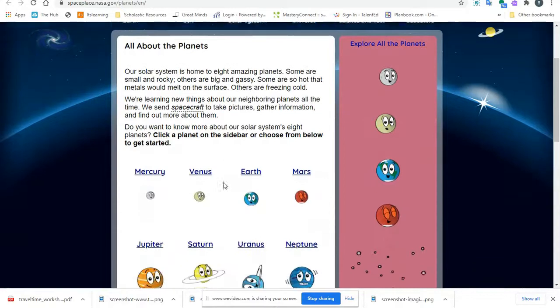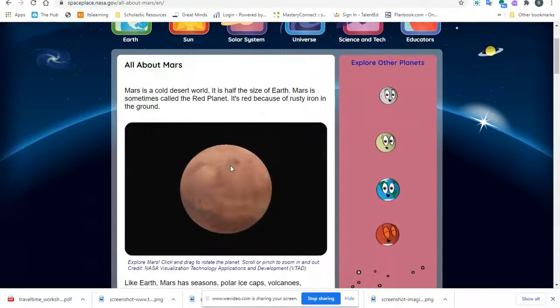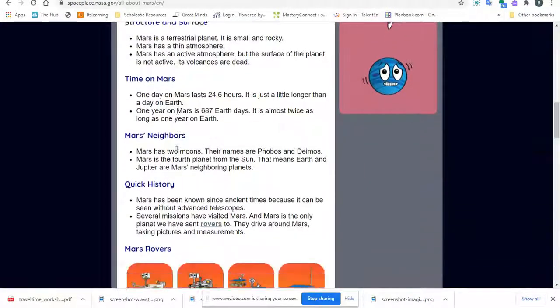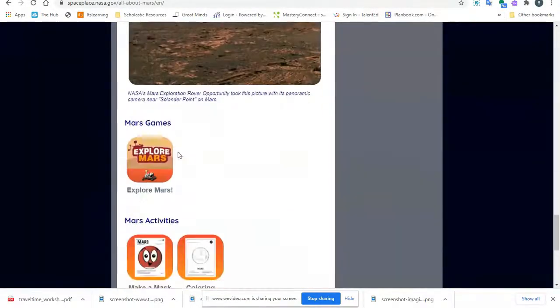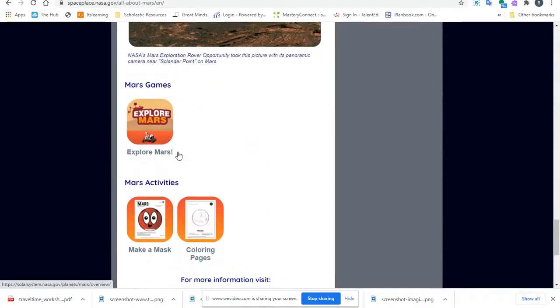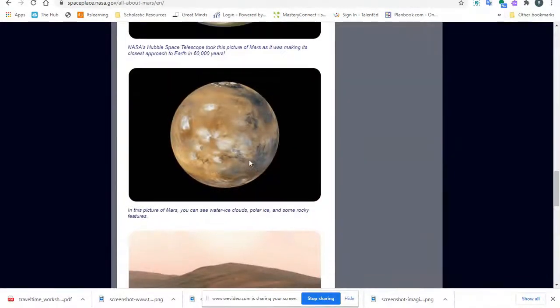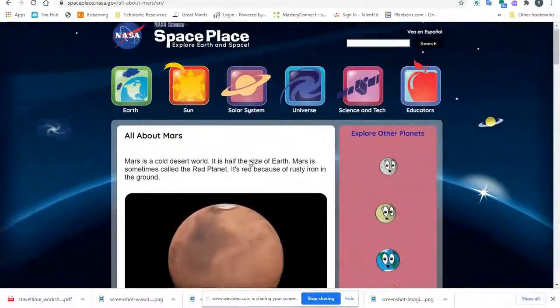It's a great site. You just click on the planet and it allows you to go and explore that planet. It lets you know lots of information about this planet. For example, the structure, time, Mars's neighbor, the history, rovers, what does it look like? And it's very easy to follow. Now, there are going to be games, but don't go playing the games because your goal is to find out information about Mars. And this is going to allow you to find some of that information.